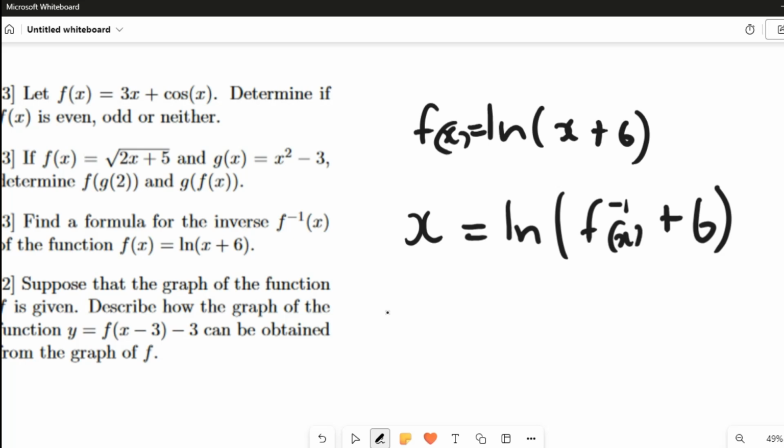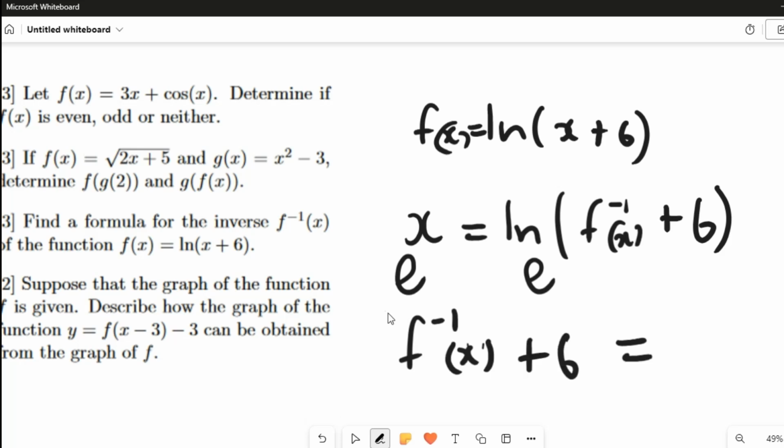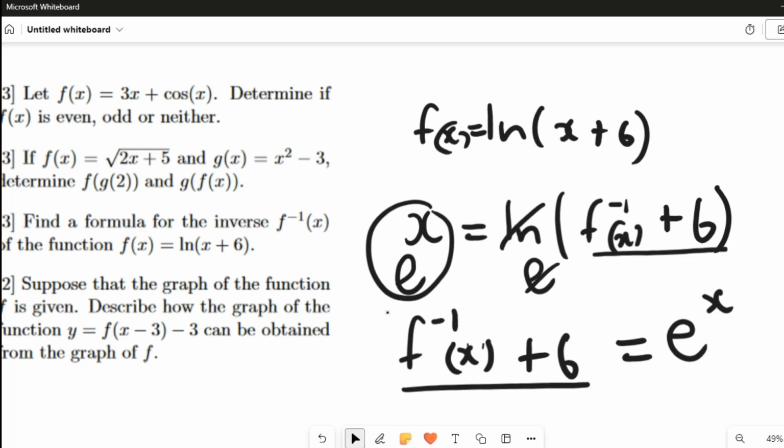So we can take e of both sides to do away with this ln. I don't want that ln anymore because I want to isolate this guy here, our f inverse of x. So you just take e, and then we have the f inverse of x plus 6 equal to e to the power of x. The e goes away with the ln, and this is the f inverse of x plus 6. Okay?